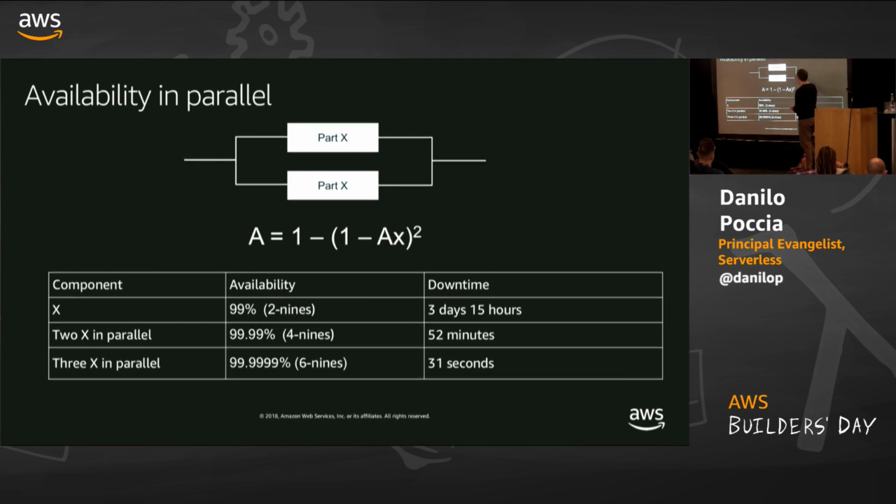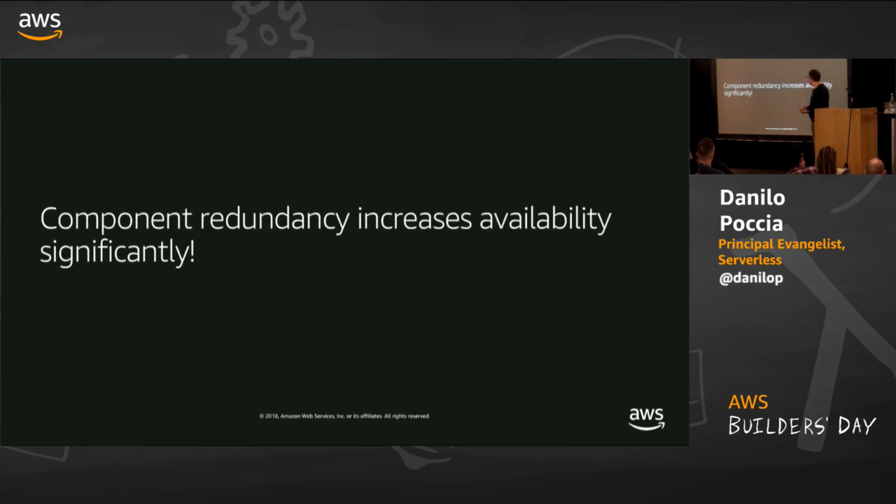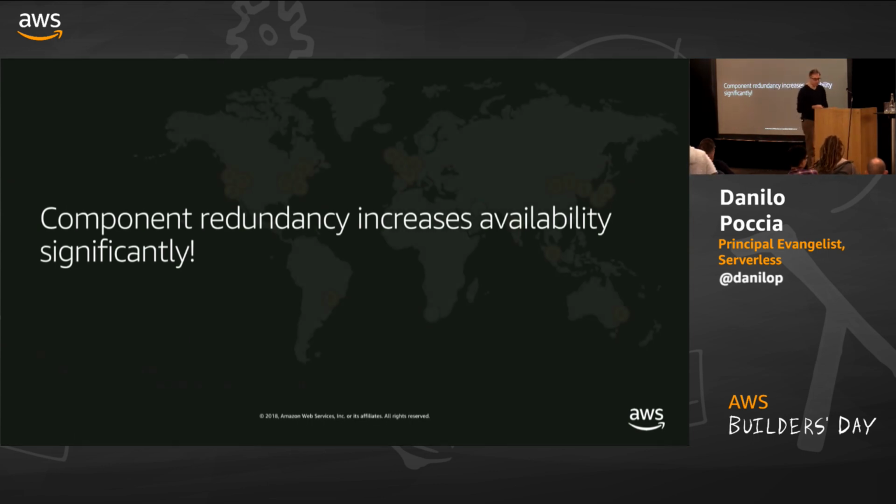And if I do 3, normally we always say that for availability 2 is not a good number, 3 is much better. One of the reasons is because if you lose 1, then all the load goes on the other component, and then you have a single point of failure. So if you can do 3 elements in parallel, then from 2 nines you go to 6 nines. So quite a good level of availability. We see that redundancy is really key for increasing availability of your architectures.